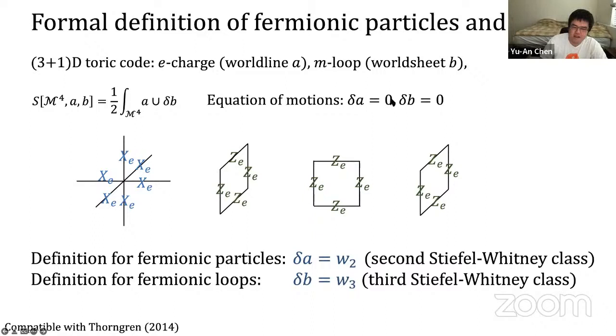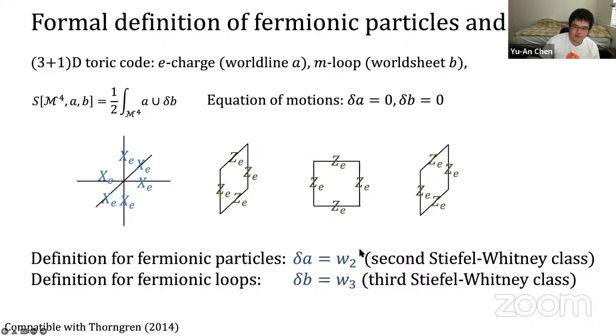This equation of motion implies we can write down a lattice Hamiltonian, with an X star term and a Z plaquette. So far nothing exotic happens. It's just a bosonic toric code with bosonic charge and bosonic loop. Now I try to define the fermion this way. In the bosonic case, delta A equals zero. In the fermion particle case, I require delta A equal to W2. And for the fermionic loop, I require delta B equal to W3. So we can take these two lines as a definition.